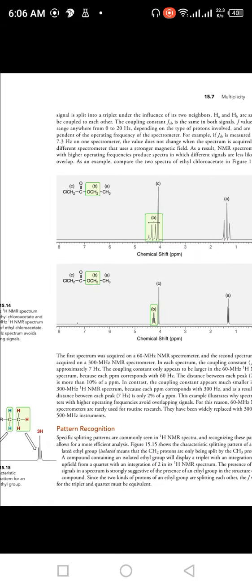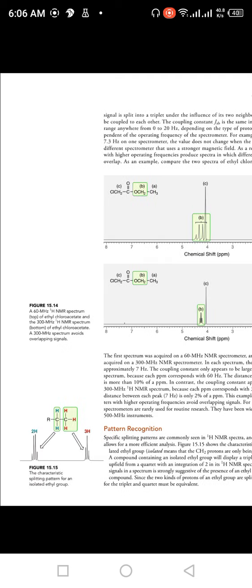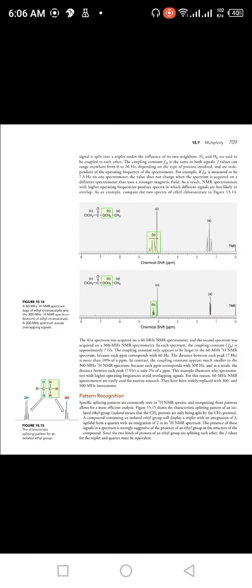Today our lecture is pattern recognition. So far we have studied coupling constant and multiplicity. In pattern recognition, we will identify the different parts, fragments, or functional groups in an organic compound.